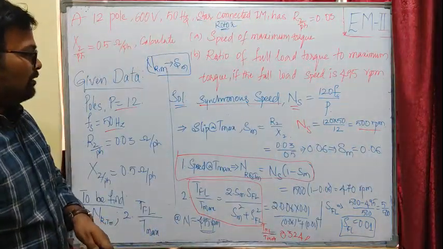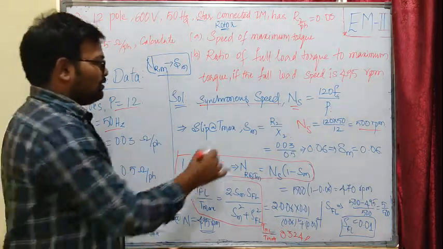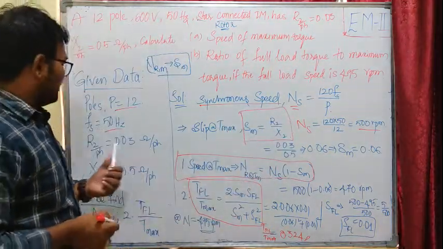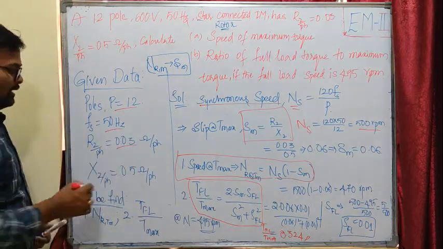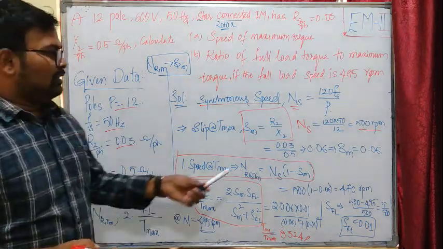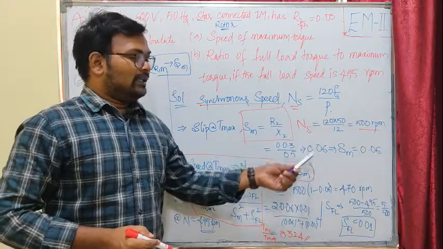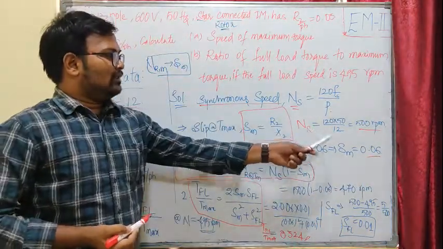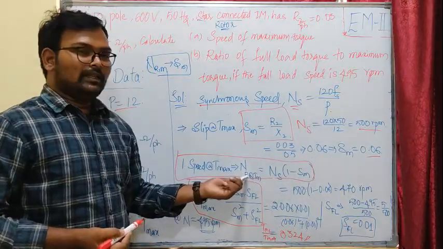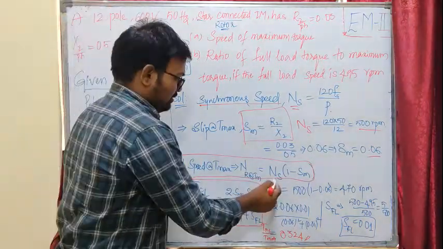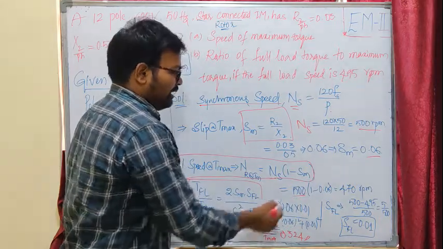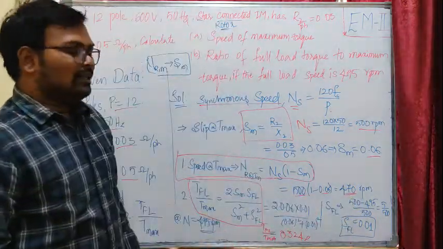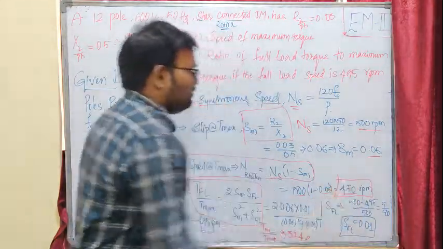Now I need to find out my slip at maximum torque condition. You know the expression for slip at maximum torque condition is R2 by X2. Here the given R2 is 0.03 ohm per phase and the given X2 is 0.5 ohm per phase. If you divide both, you get the slip at maximum torque as 0.06. So we got our synchronous speed and slip at maximum torque. So we can get the speed at maximum torque condition by substituting Ns equal to 500 and Sm is 0.06. You get the speed at maximum torque condition as 470 rpm. This is my first answer.